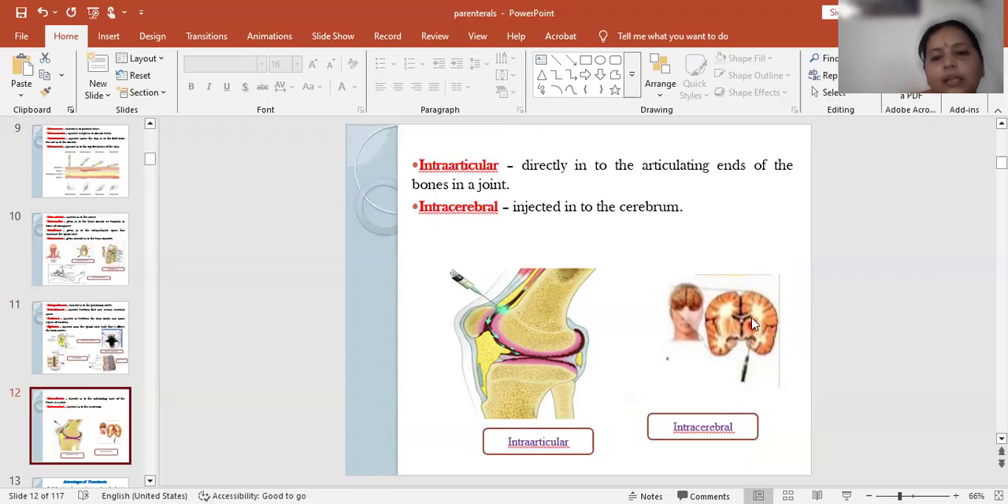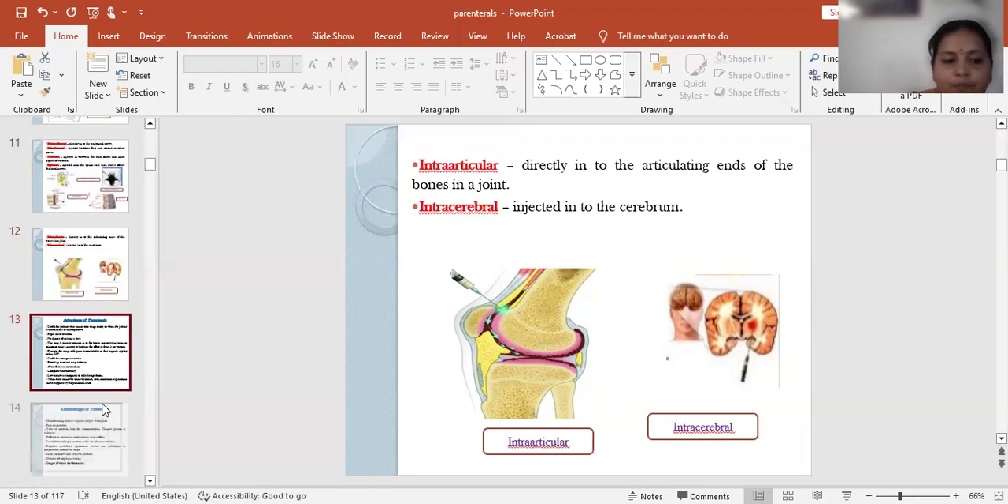Next one is cerebral. So these are injected into the cerebrum. This one we can use for open brain surgeries, and intra-articular is for those who suffer with knee joint pains and knee joint replacements. This can be very helpful to the patients for parenterals.